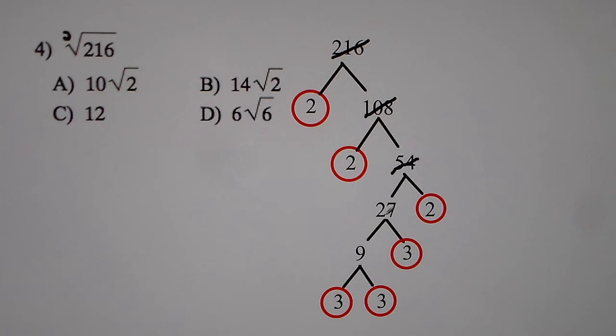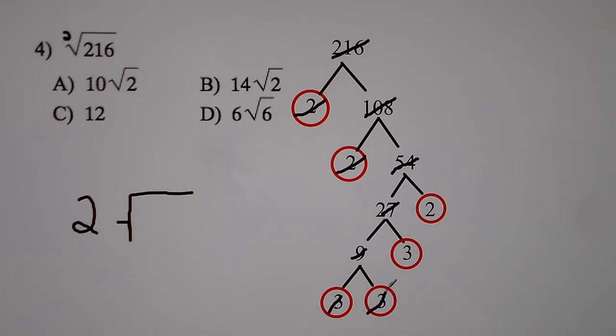We got red, we cross out all our composite numbers. And now all these red circled numbers are the prime numbers that if you multiply all these prime numbers together, you're going to get 216. 2 times 2 times 3 times 3 times 3 times 2 gets us 216. Now we need 2 of a kind in order to bring it on the outside of the radical. So here's my radical. This 2 and this 2 can be represented by that 2 out on the outside.